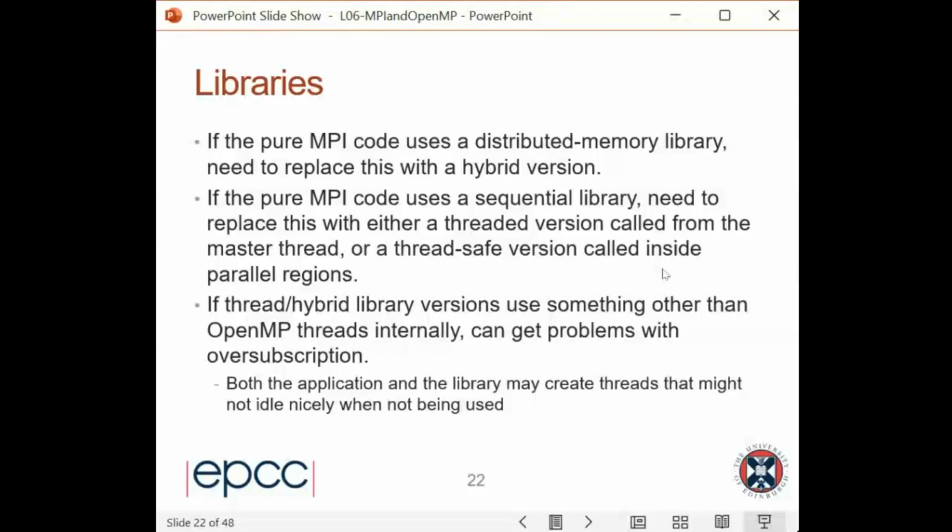So you may say, look, I'm running a hybrid MPI OpenMP code. I now call the linear solver or FFT. I need that to be hybrid as well. I need that to use OpenMP threads to use all the parallelism. That may not be enabled.